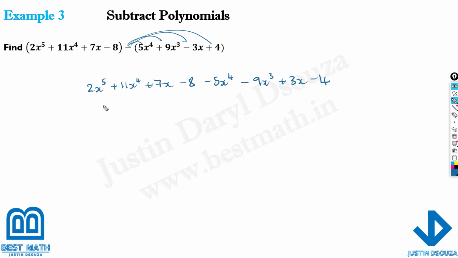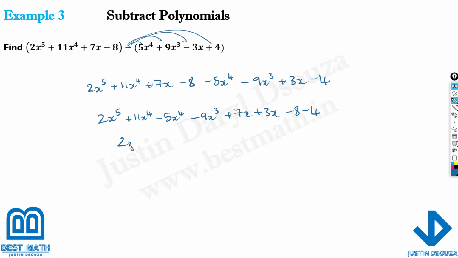Now we will group the like terms together. Is there any term having degree 5? No, it's only one. So let us leave that. What about the next one? 11x power 4. And here we have minus 5x power 4. Then what is the next highest? Don't write x. It's always the highest degree. Then it's in descending order. 5, 4, 3. Which is 3 here? Minus 9x power 3. And then there is no x power 2 at all. So we go to the next one, that is 7x plus 3x, minus 8, minus 4.